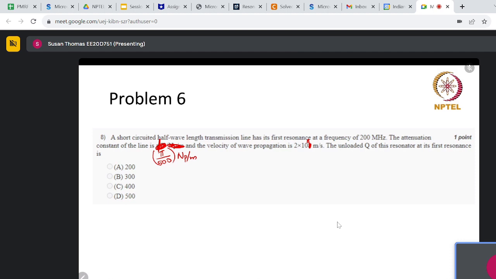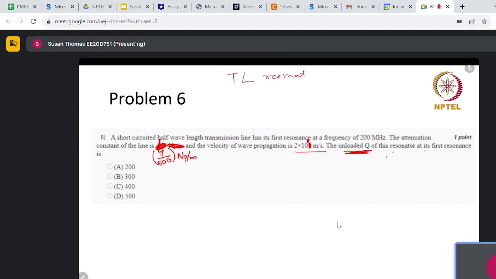Okay, there's a small correction. The short circuited half wavelength transmission line has its first resonance at a frequency of 200 megahertz. The attenuation constant of the line is given as pi by 500 Nepers per meter. Velocity of wave propagation is 2 into 10 raised to 8 meters per second. Please read it as 10 raised to 8. The question is the unloaded Q factor of this resonator at its first resonance. Okay, so this is a question from a transmission line based resonator.